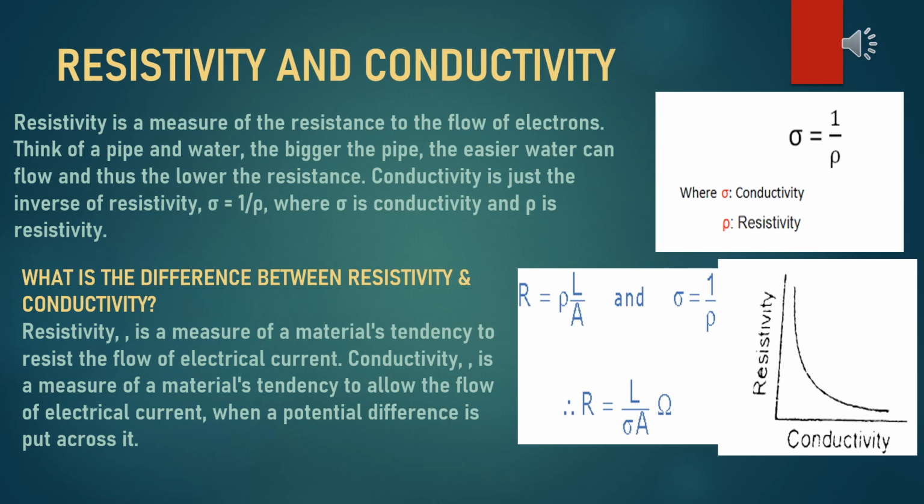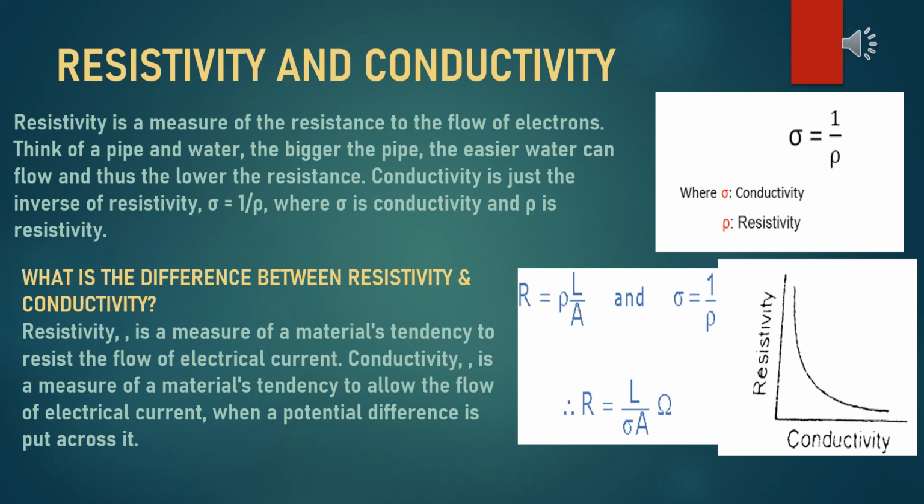That means R is equal to rho into L by A, where rho is the constant of proportionality called the resistivity or specific resistance of the conductor. When L is equal to 1, A is equal to 1, then R is equal to rho. Thus, resistivity of a conductor is the resistance of the conductor of unit length and unit area of cross section at a constant temperature. From the definition of resistivity, you can say this. The SI unit of resistivity is ohm meter, and in CGS system it is ohm centimeter.